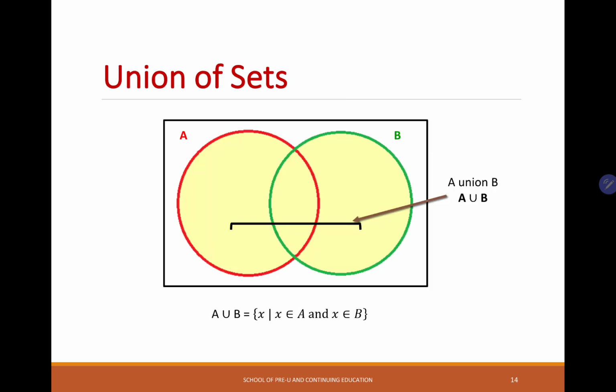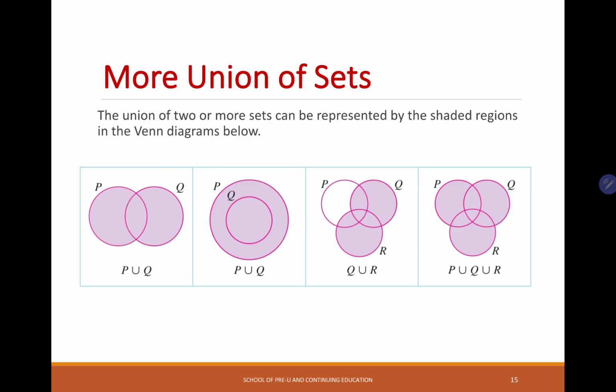Okay, the union of sets. Union of sets is for both of the sets, and we represent it using the U shape. We can see the union of sets using the shaded regions in the Venn diagrams below. First of all, P union Q, so we're going to include all the elements inside P and Q. Here also we're going to include all the elements inside this.